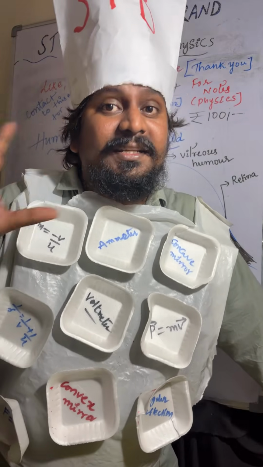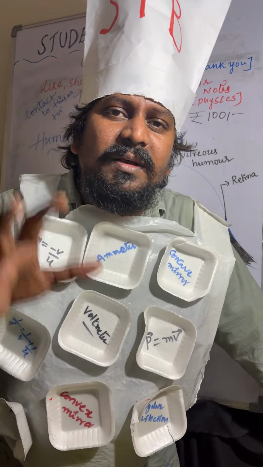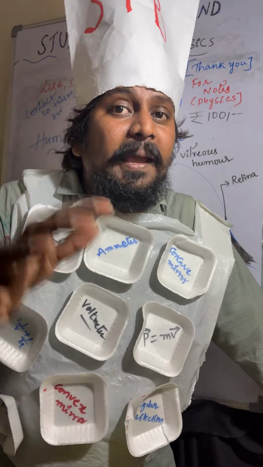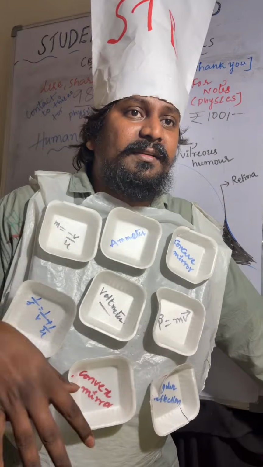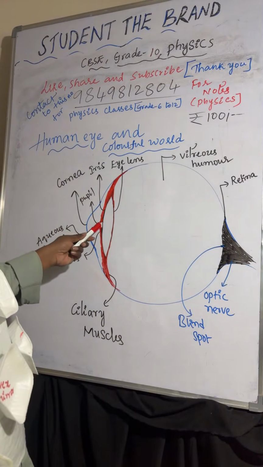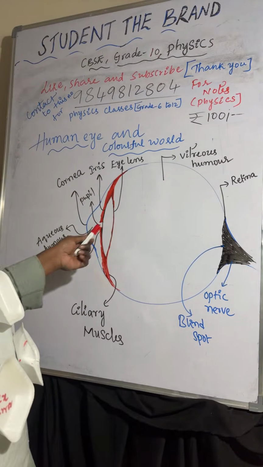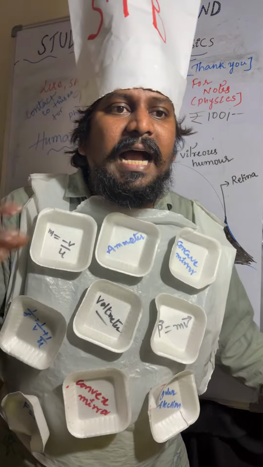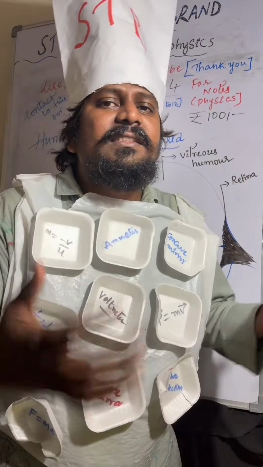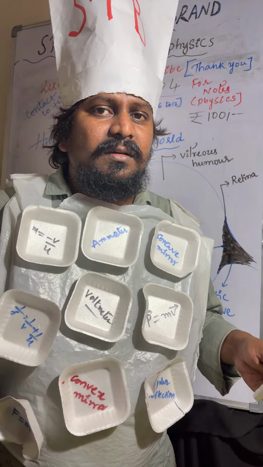Next one, iris. What about iris? Iris is a dark muscular diaphragm which controls the size of the pupil. The pupil is controlled and regulated by it. Through the pupil only, the light ray will enter. Then the eye lens: whenever light rays fall on it, it converges the light rays and makes them fall at retina. Yes or no?